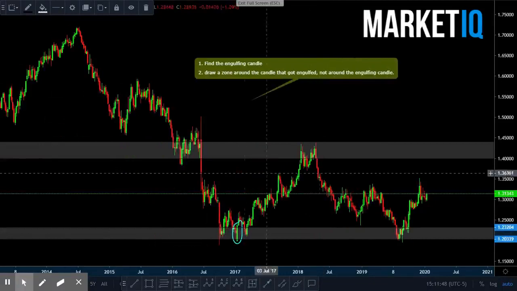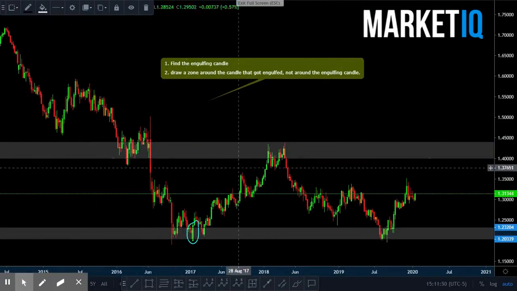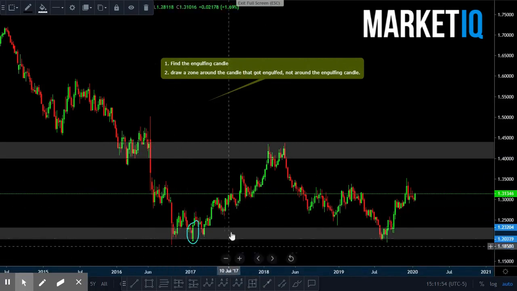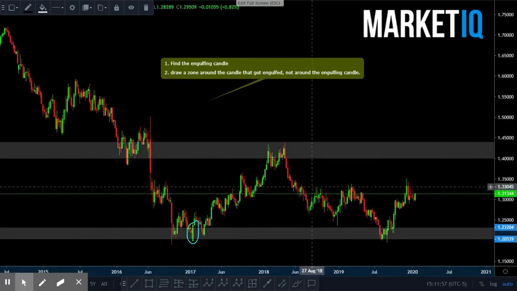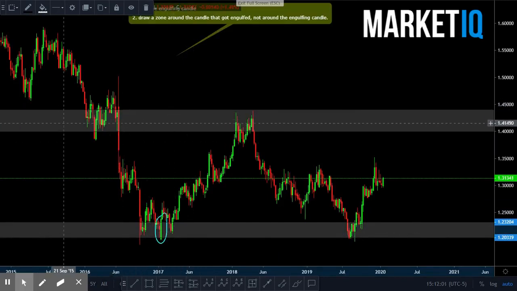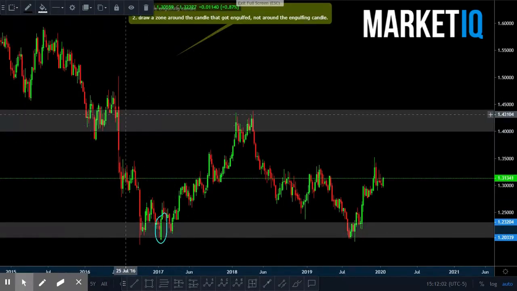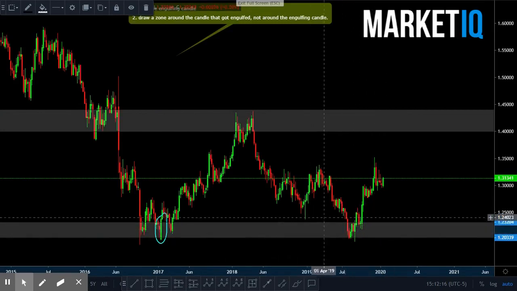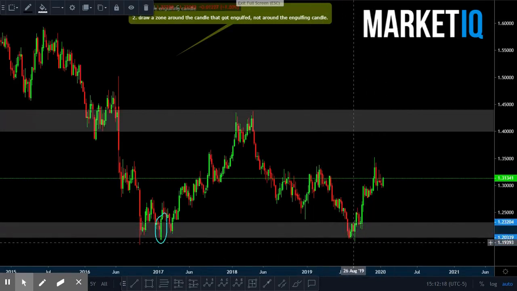So now we've got a supply zone right here where we expect price to sell out of, and a demand zone over here where we expect price to buy out of. So you can see if you would have had this zone marked up on your chart just like this and price came to here, you would have known to look for a sell in this zone. And vice versa, if you would have had this zone marked up here, you would have known to look for a buy when price got down into these areas.